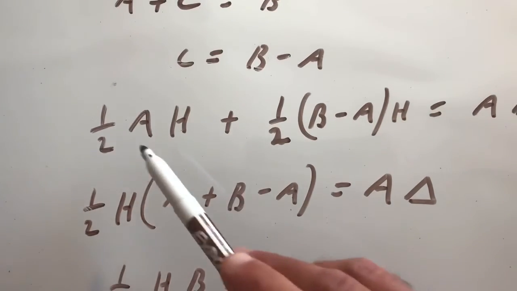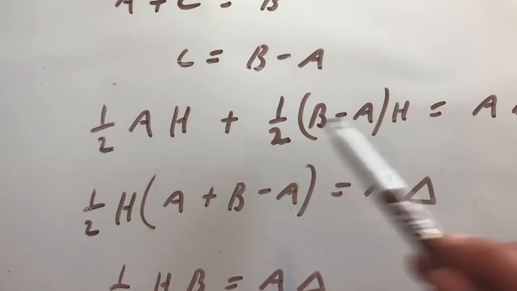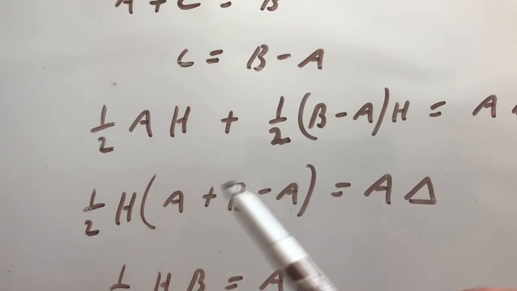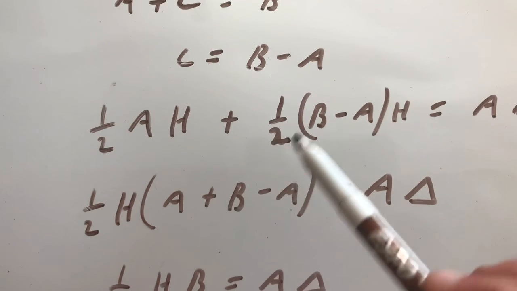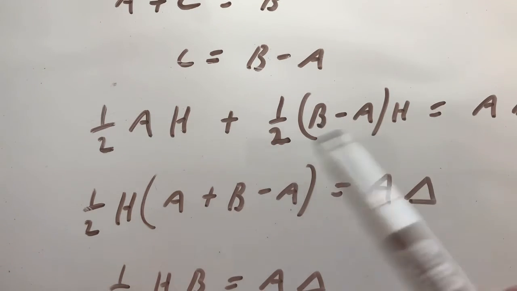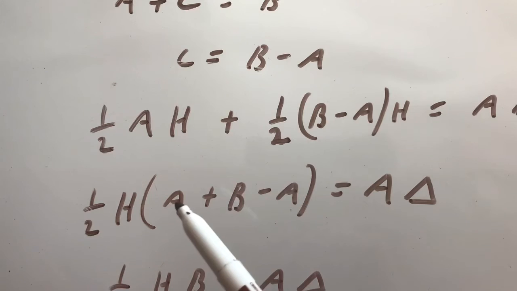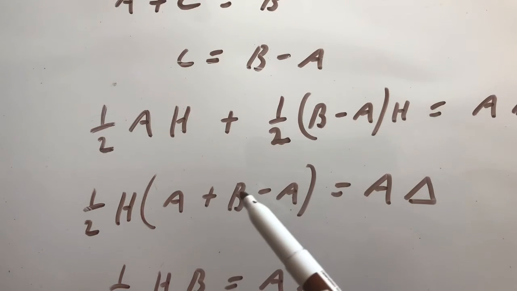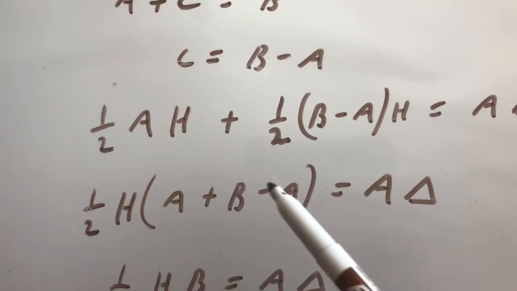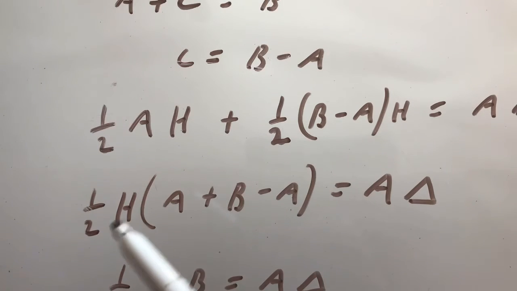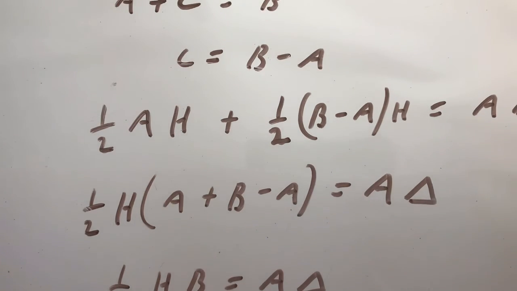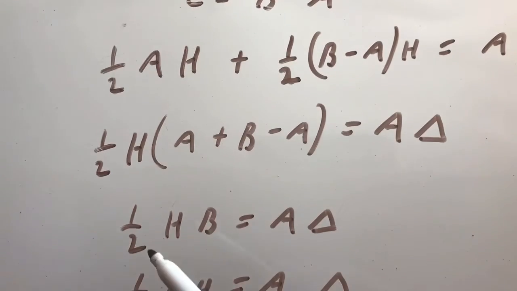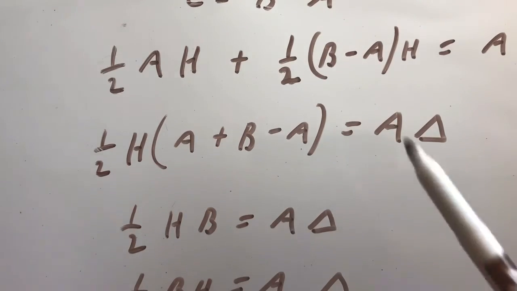We have a 1/2 and H in both of these terms here, so we can factor out the 1/2 H, and we'll get A plus B minus A. The A's will cancel out, so you'll just end up with 1/2 H times B, which will equal the area of your triangle. And it'll look like this, 1/2 HB equals the area of the triangle.